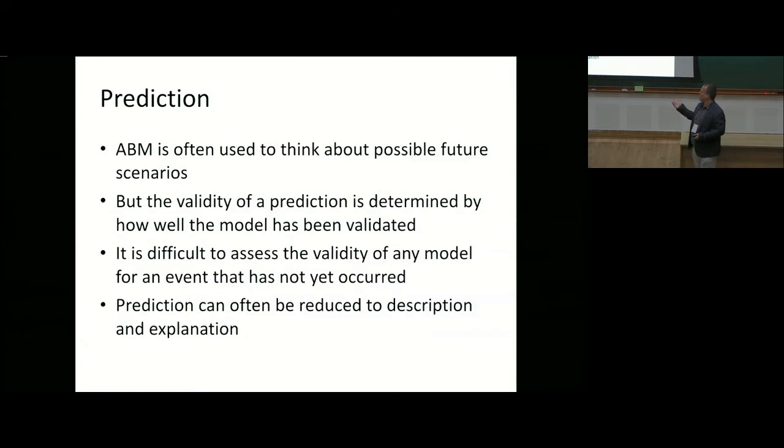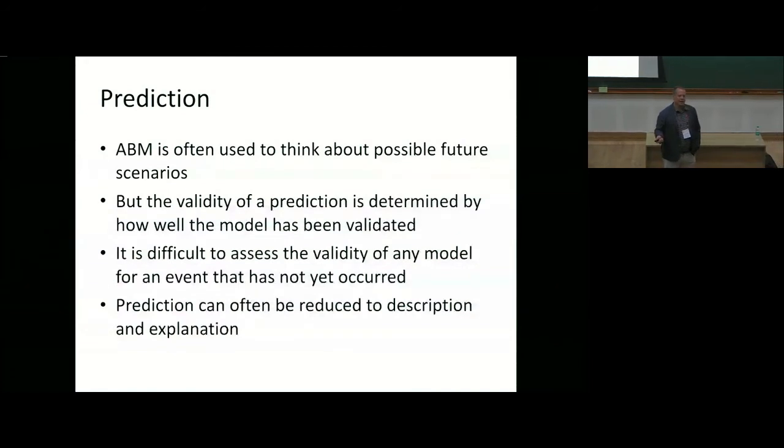It's one of the reasons why I think the social sciences are really the hard sciences, right? Because human behavior is much, much less predictable than the behavior of a couple of atoms, right? Or even a couple of birds, right? And so trying to understand these systems and make accurate predictions is very difficult. So yes, agent-based models can be used to think about future scenarios in the future world, right? But the validity of a prediction is determined by how well the model has been validated. And it's difficult to assess the validity of any model for an event that has never occurred before, right?